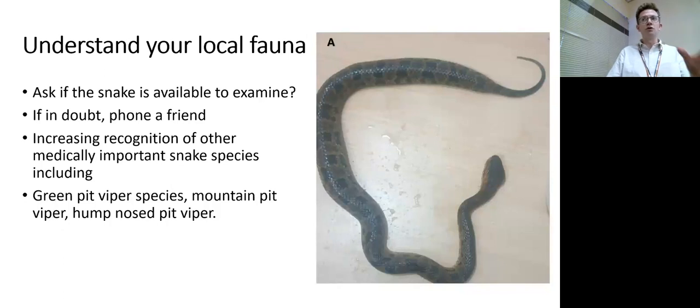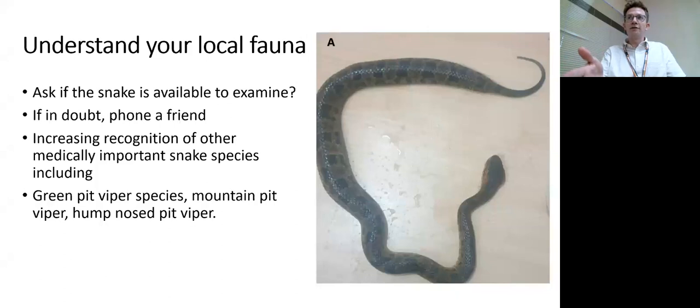I've mentioned a few groups, so the Trimeresurus family, which would commonly be called green pit vipers. They're arboreal snakes living in trees. I understand that there are quite a few case descriptions in Kerala in the Western Ghats.